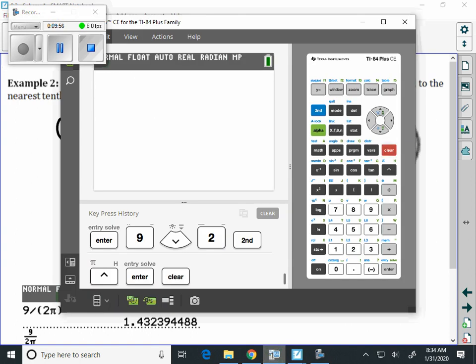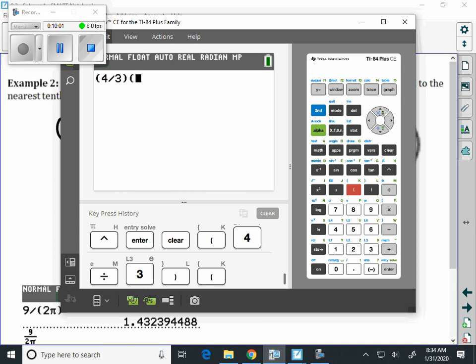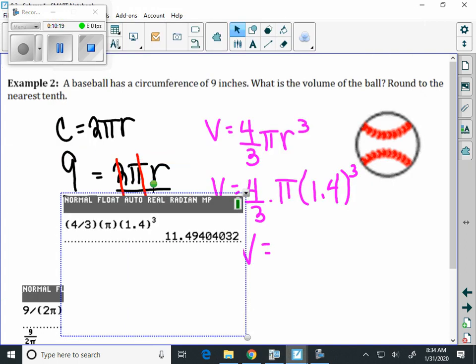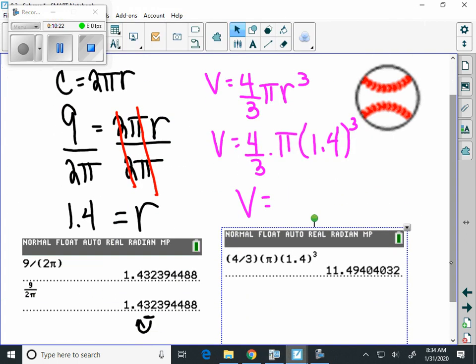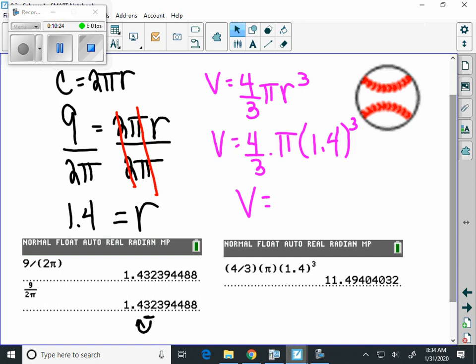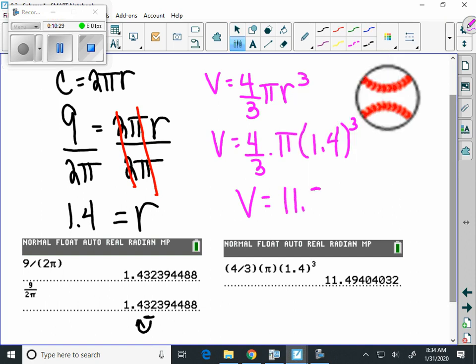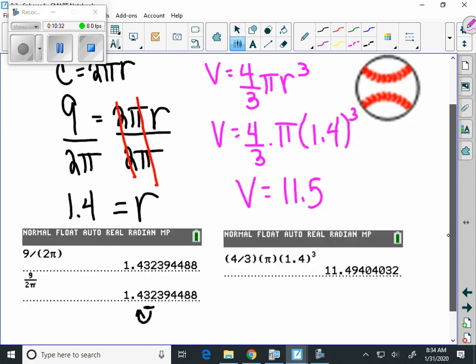4/3. 4 divided by 3 times pi, I don't really need a parentheses in there, but oh well, times, again, our 1.4 cubed is going to give us this, the volume of the ball. We're going to round to the nearest tenth, and when we round to the nearest tenth, we're going to end up with 11.5, and again our units are inches.